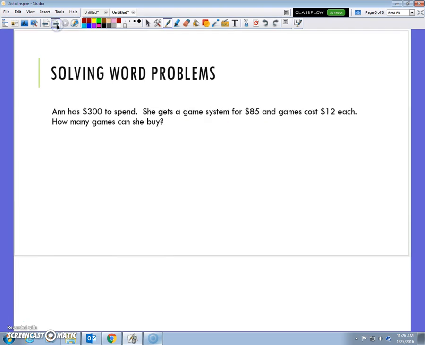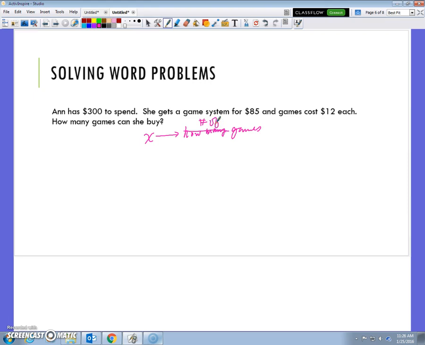Take a look at another one here. It says Anna has $300 to spend. She gets the game system for $85 and games cost $12 each. How many games can she buy? Now she wants to max out her budget here. We need to know x, how many games can she buy? So we could even say number of games.